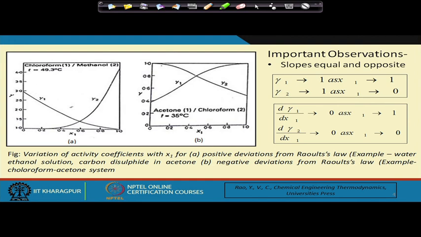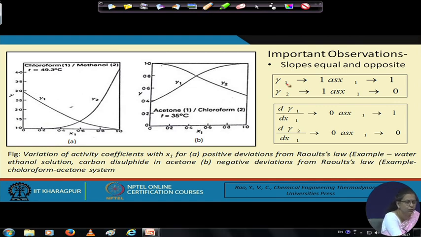As I had already mentioned, I have also shown the plots of gamma variation with composition. If you observe these, as I have told you, gamma 1 tends to 1 as x1 tends to 1. This is true whether we have a negative deviation from Raoult's law or a positive deviation from Raoult's law.